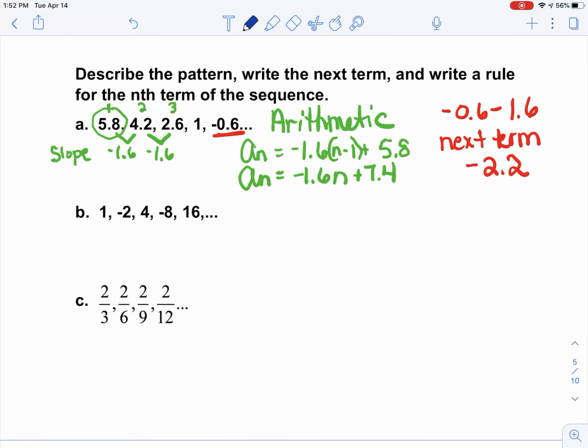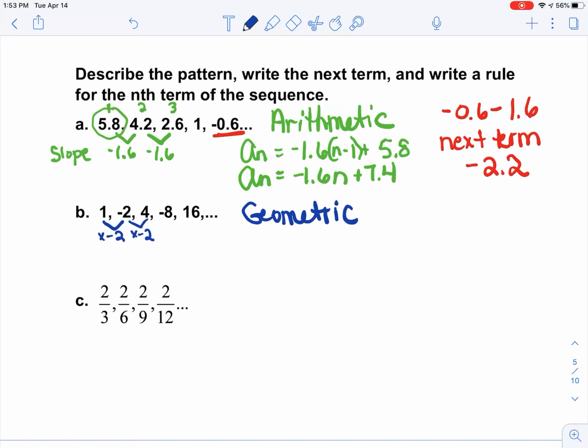Now, right off the bat, I know I'm not going to be adding or subtracting. The reason is I see my numbers going from positive to negative to positive to negative, and the only way I can do that is by multiplying by something. So how can I get from here to here? Well, I can multiply by negative 2. Does that work again? Multiplying by negative 2. All right, so on this one, since we're multiplying by negative 2, that would be geometric.